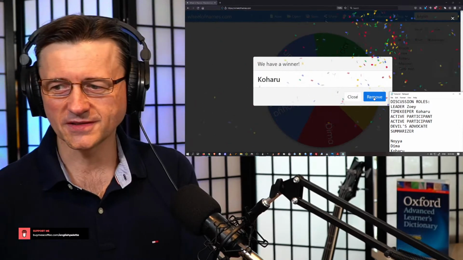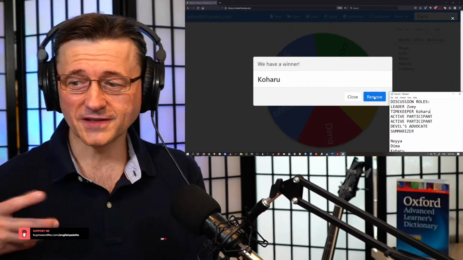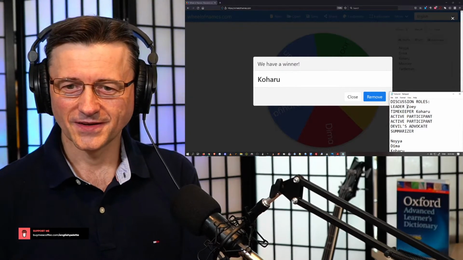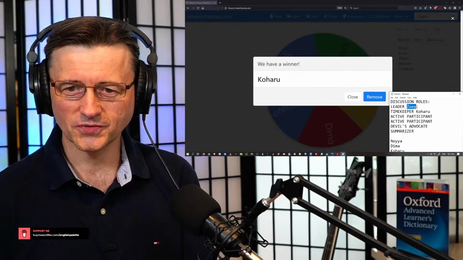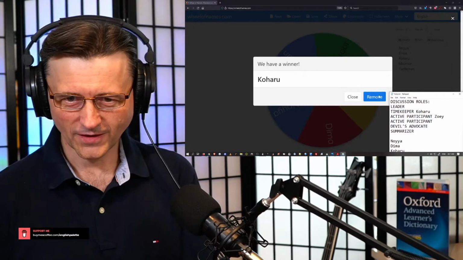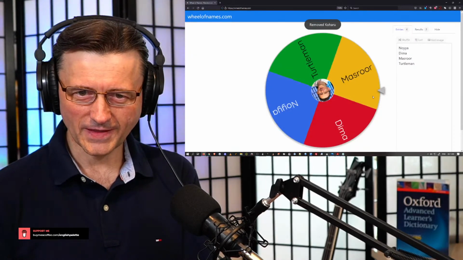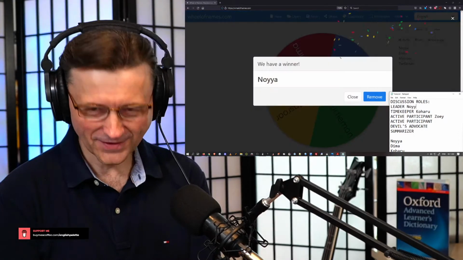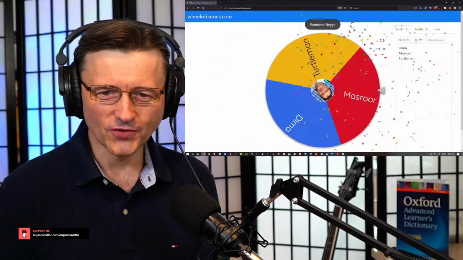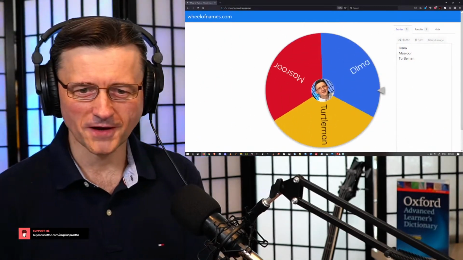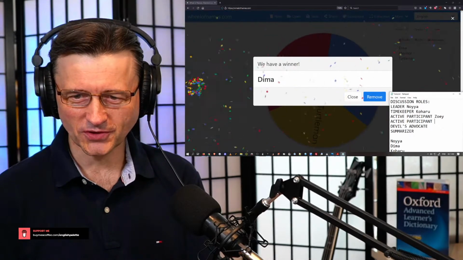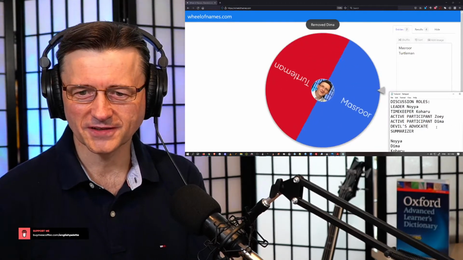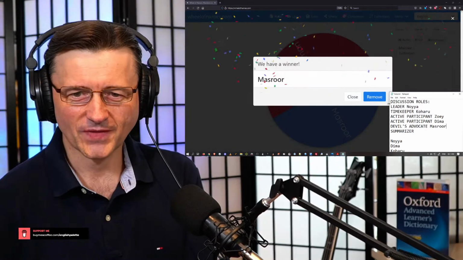Are you guys clear on what these roles entail? The leader has to make sure that everyone is engaged. Oh, you don't want to be a leader? Okay, Zoe, I'm going to put you down as the active participant. Koharu, you're still the timekeeper. And now let's choose our leader. And that's Noya. I'm sure you're going to do a good job. Who is our active participant number 2? That is going to be Dima. Dima, you are expected to talk a lot. And who is going to be our devil's advocate? That's Masroor.